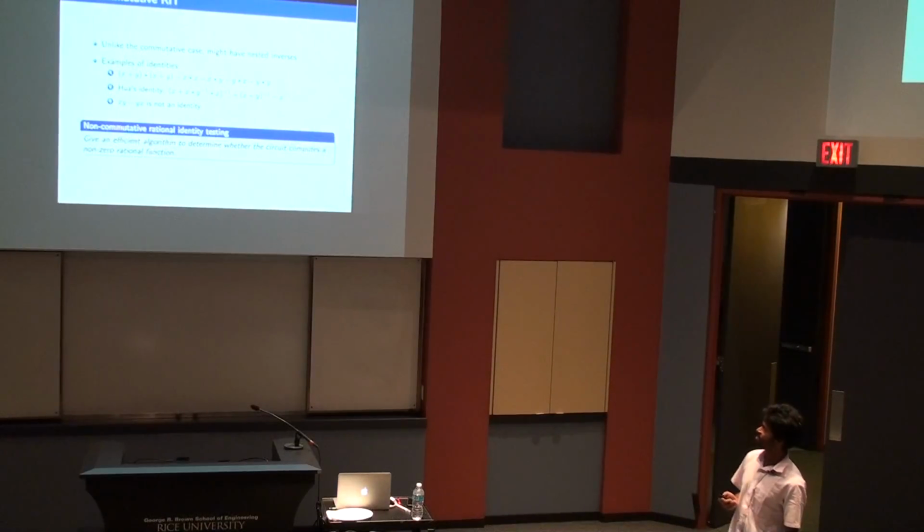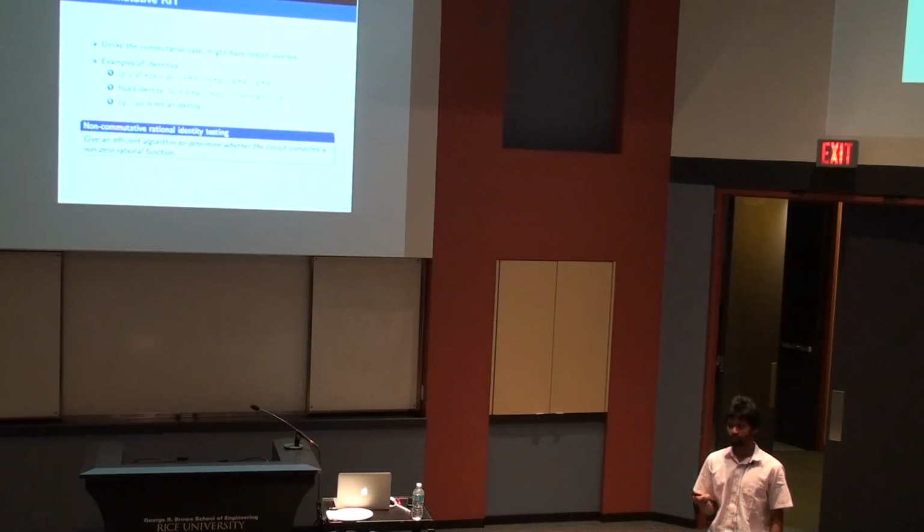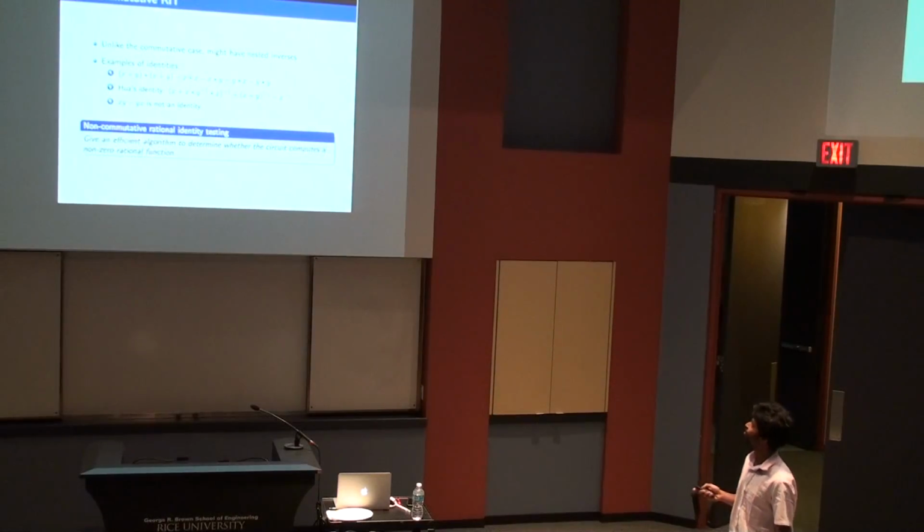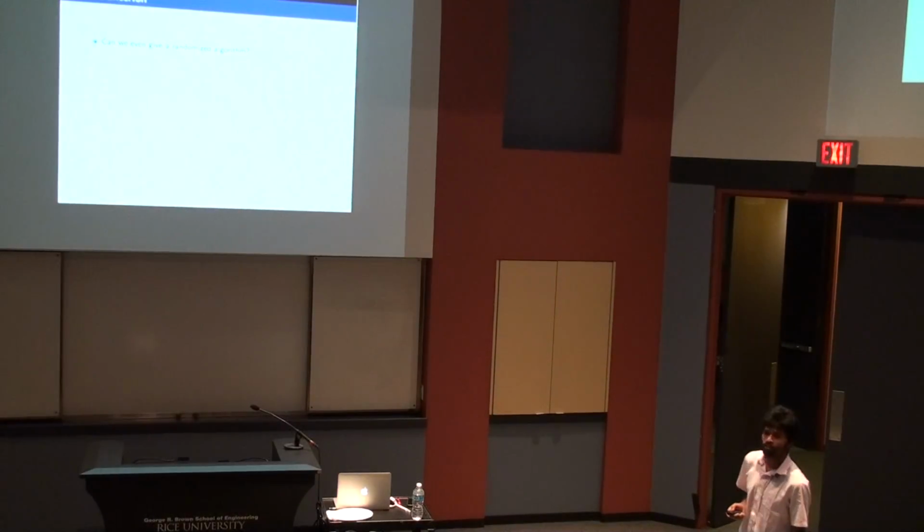But here's the first thing that you come across. You say, how do I even approach this? What's one way to decide whether something is an identity or not? What do I test it on? In the commutative case, we tested it on numbers, right? You evaluated at various numbers, and if it was non-zero, it was non-zero. But what do you test this on? And so can you even give a randomized algorithm?